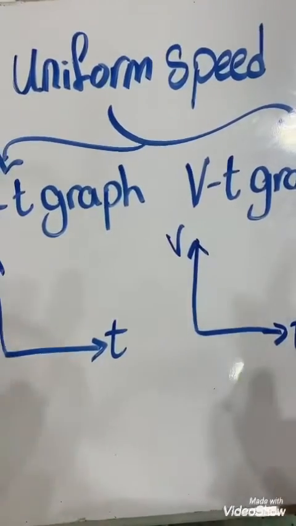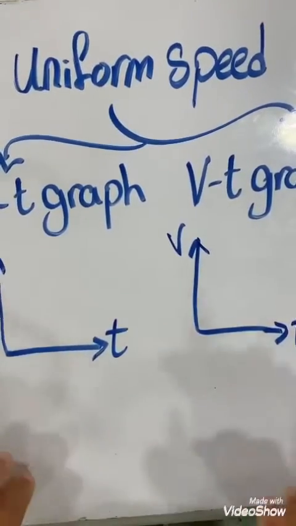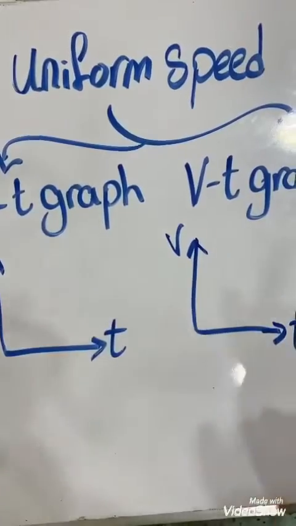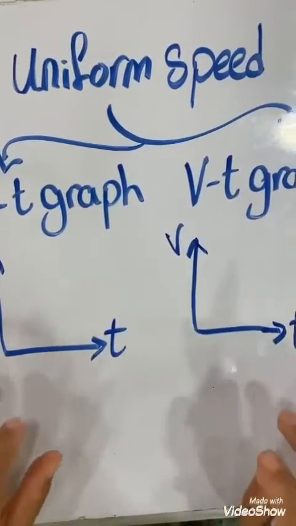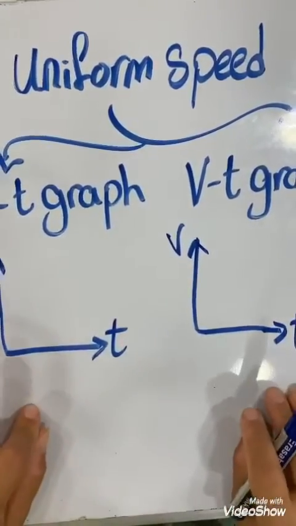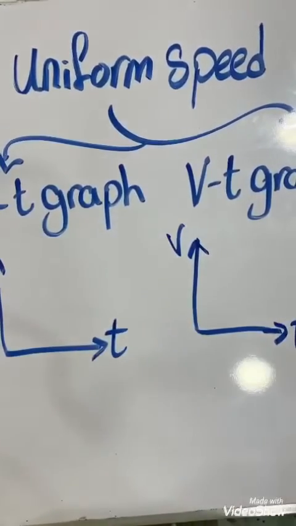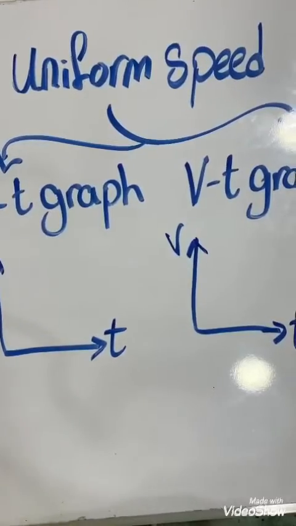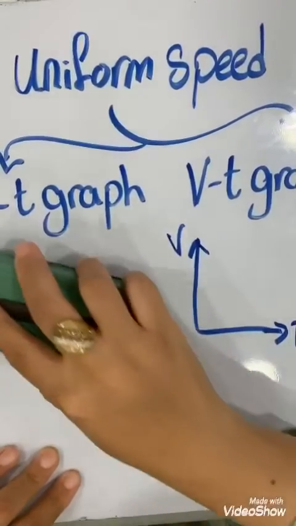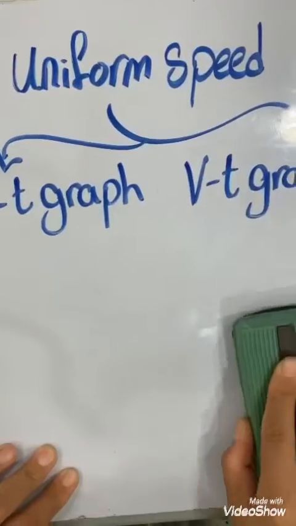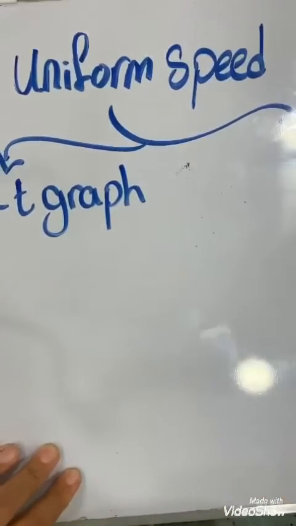The time is always represented on the x-axis. You have to know this, that the time is always designated on the x-axis, while the distance and speed are on the y-axis. Okay? Let's start number 1, the distance time graph. Let's take an example and start drawing.